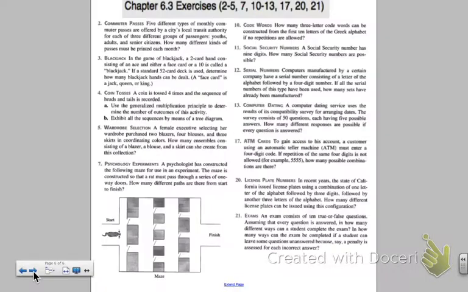Here's the homework that we will work on in class tomorrow.